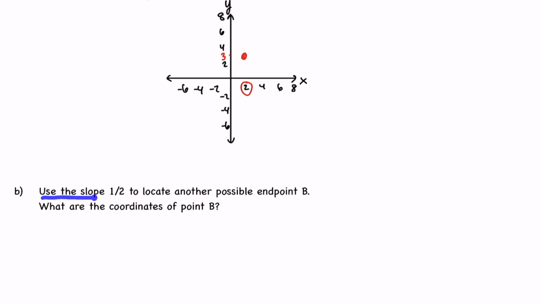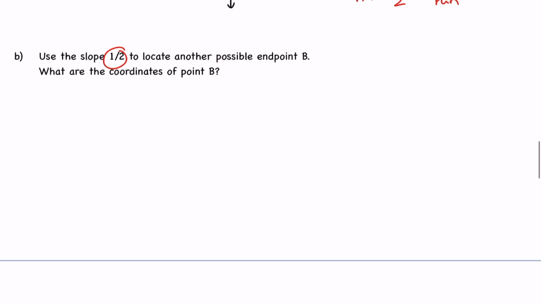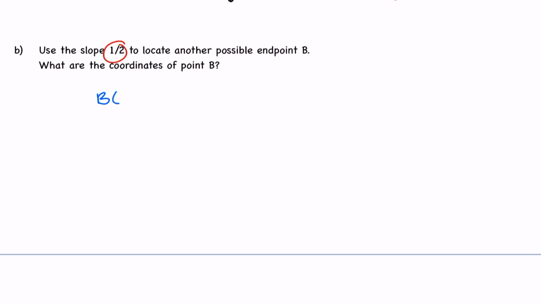Part B says to use the slope 1 over 2 to locate another possible endpoint B. What are the coordinates of point B? So if the slope is 1 over 2, so m is equal to 1 over 2, and we know that slope is also equal to rise over run, then we know that our rise is 1 and our run is 2. And since these are both positive, we know we're going up and right. So we're rising by 1, which would bring us to 4, and we're running by 2, so that would bring us to 4 as well. So point B would be at (4, 4). So the coordinates of B are (4, 4).